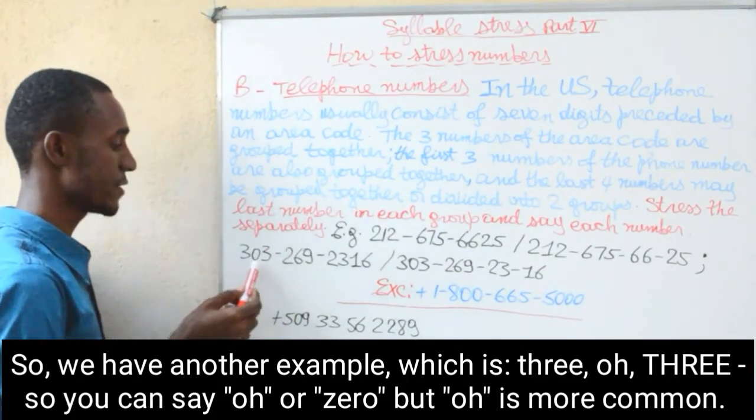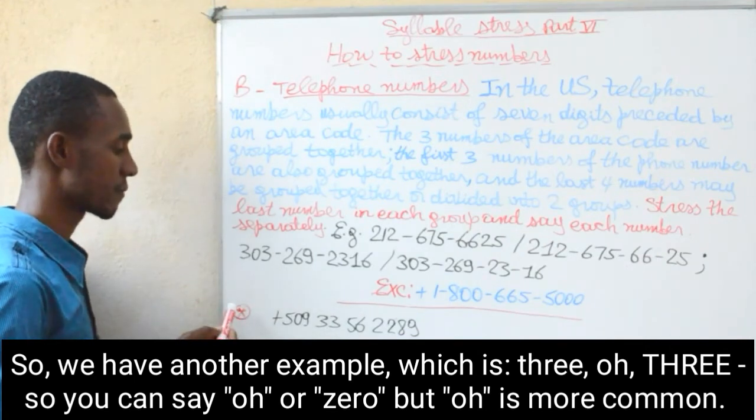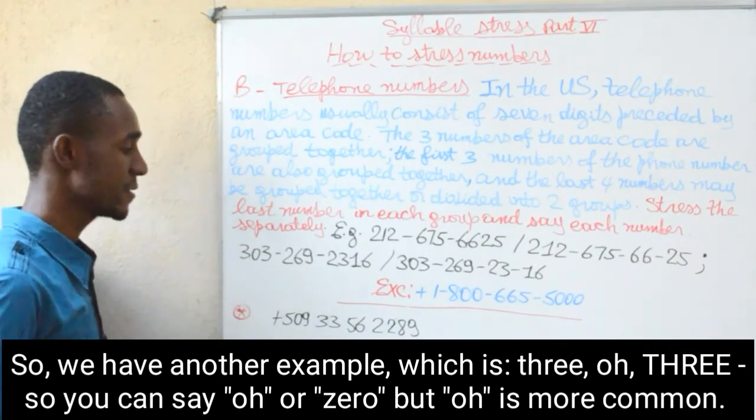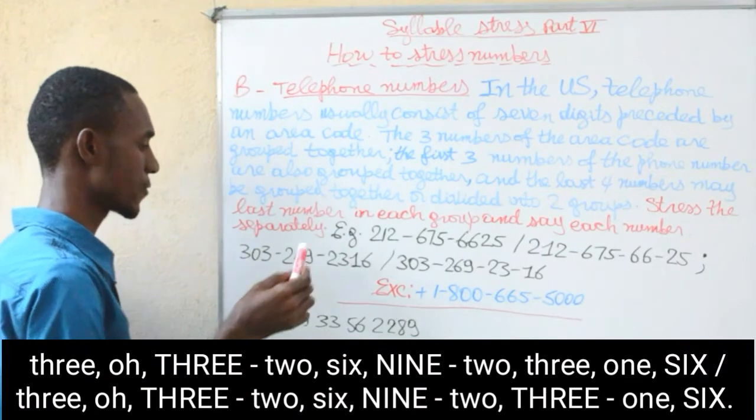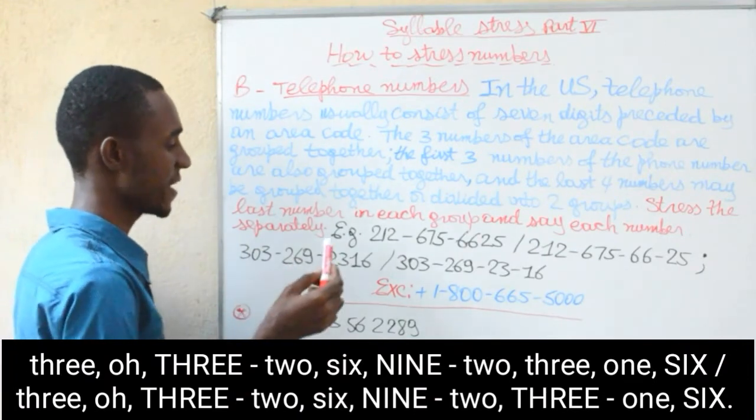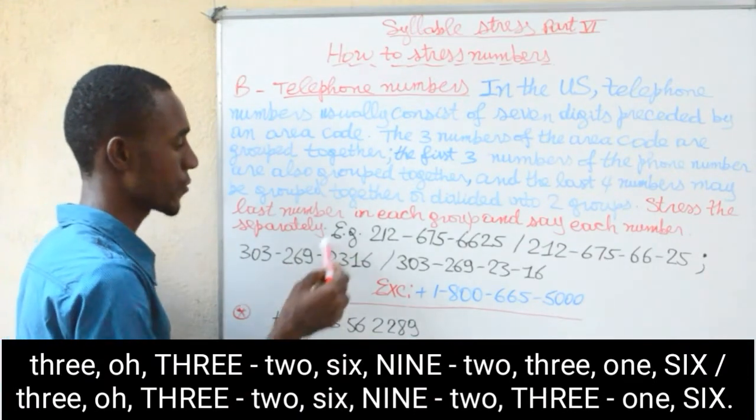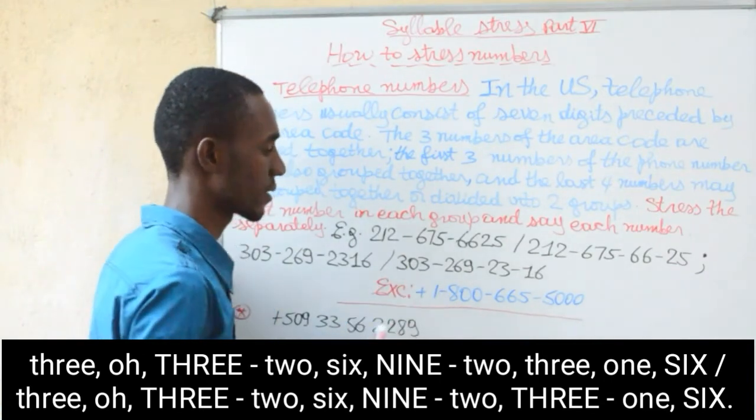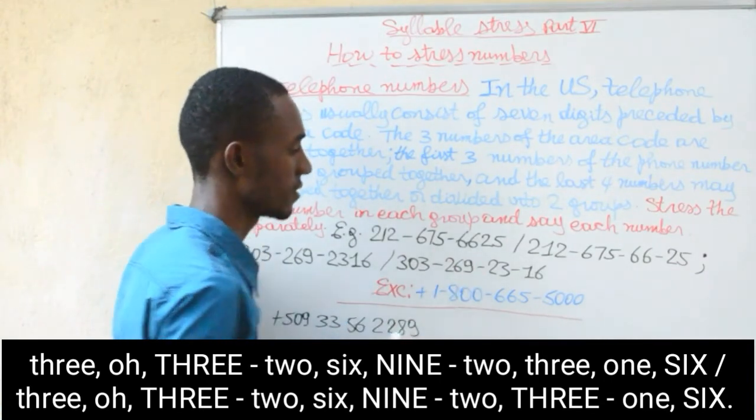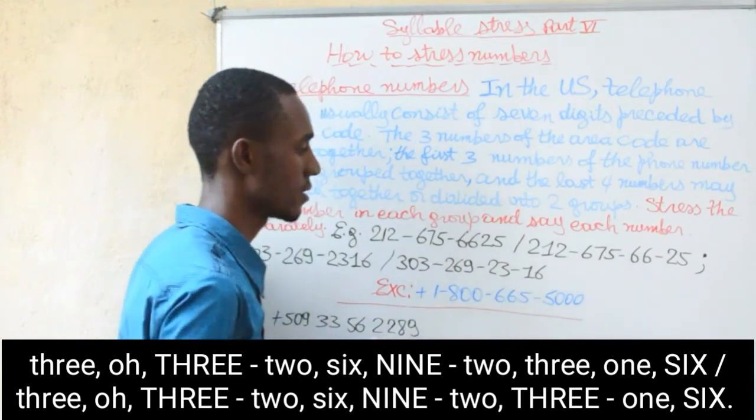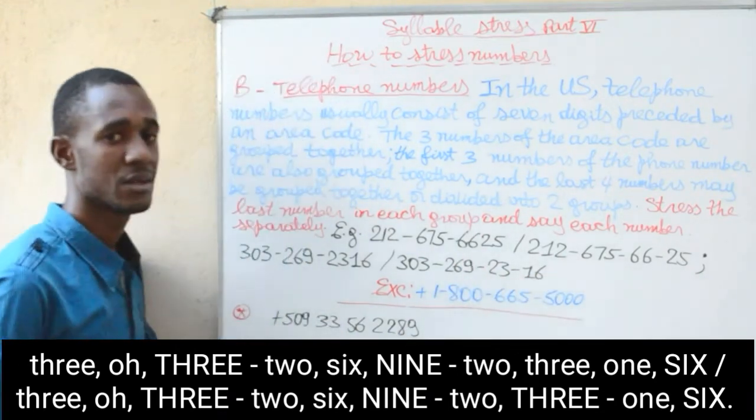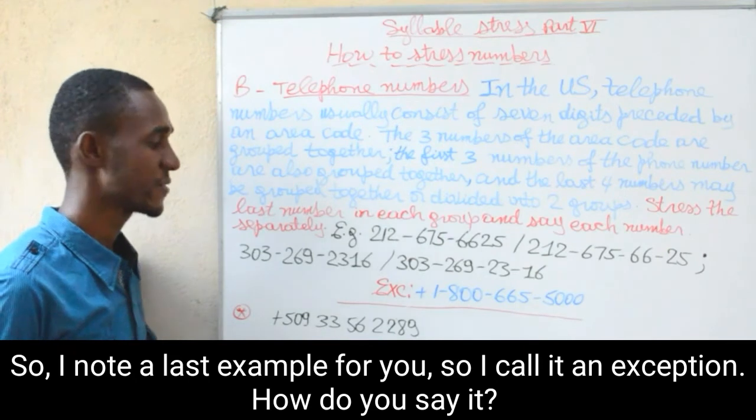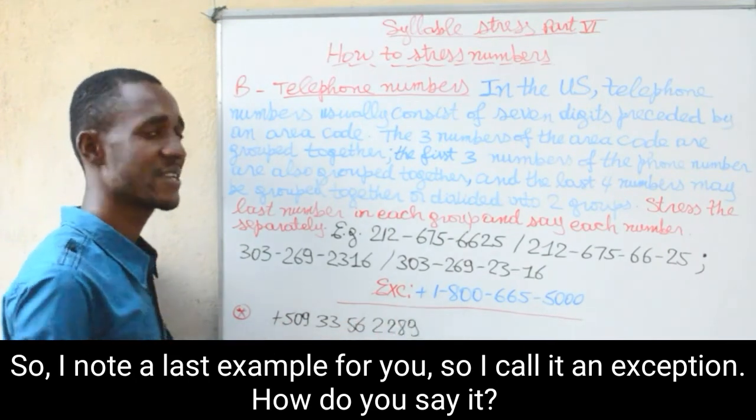303. So you can say O or 0, but O is more common. 303, 269, 316. So I have one last example for you, which I call an exception.